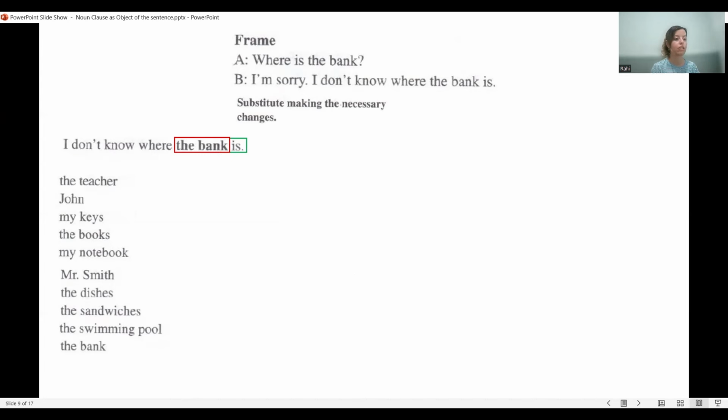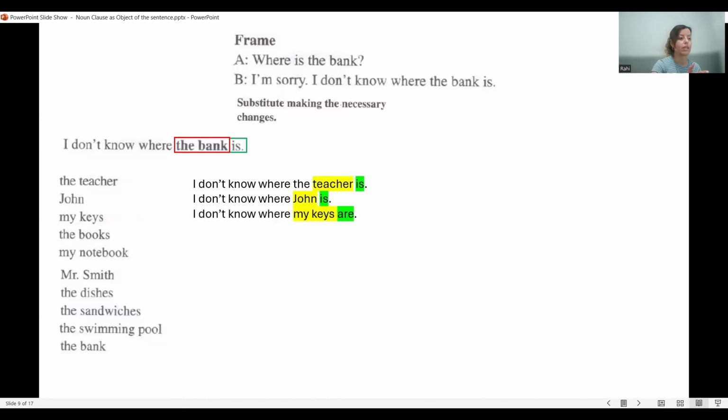I wait a little. You think about the answer, then I show you. The correct answer. Okay. The answer is, I don't know where the teacher is. John. Think about it. I don't know where John is. My keys. So pay attention here. We have a plural now. The verb needs to change. The answer is, I don't know where my keys are.